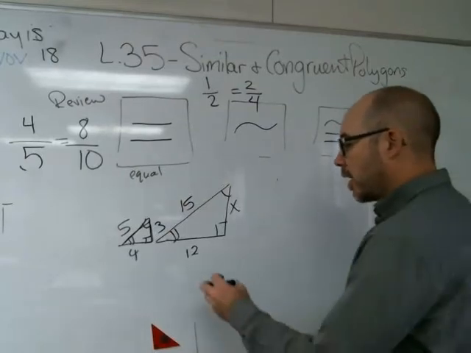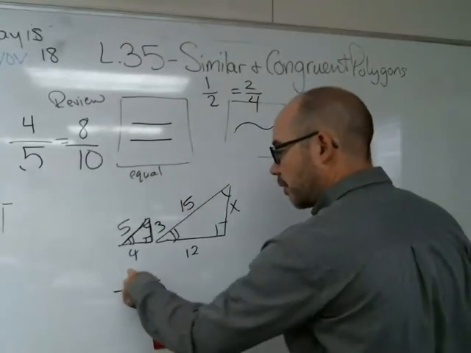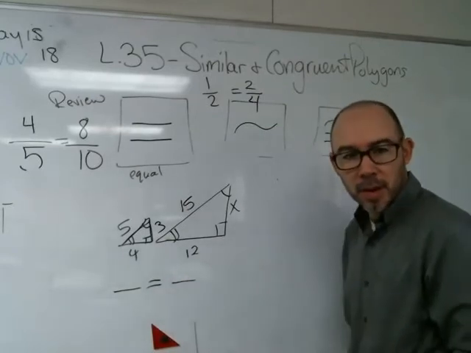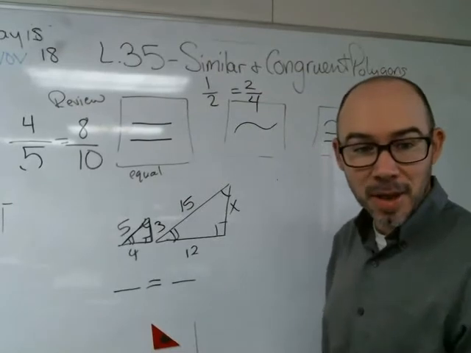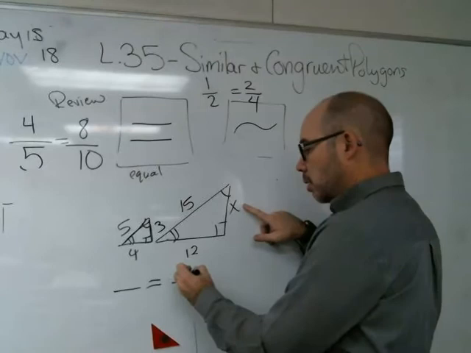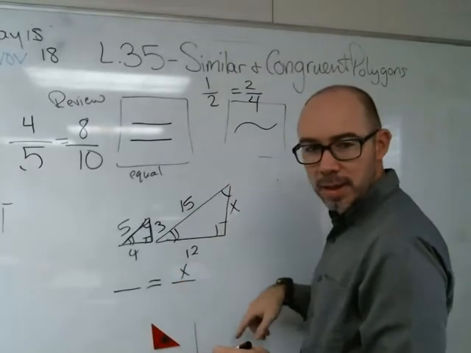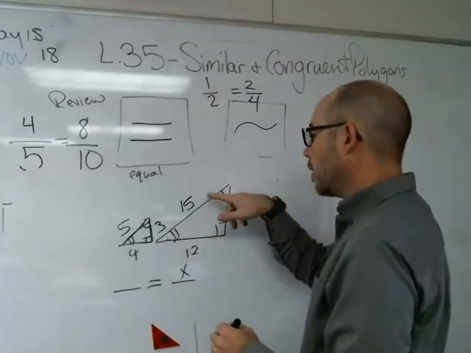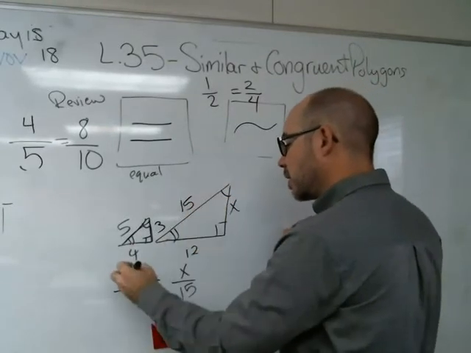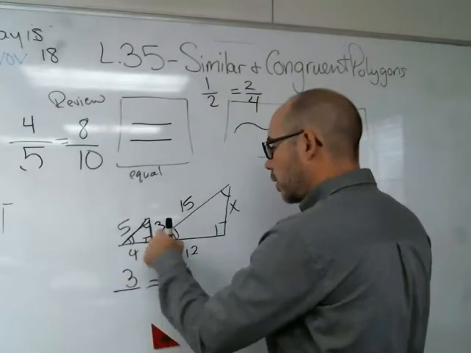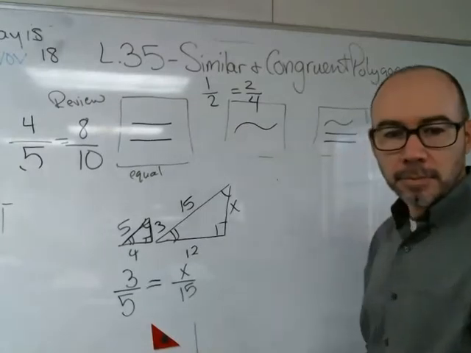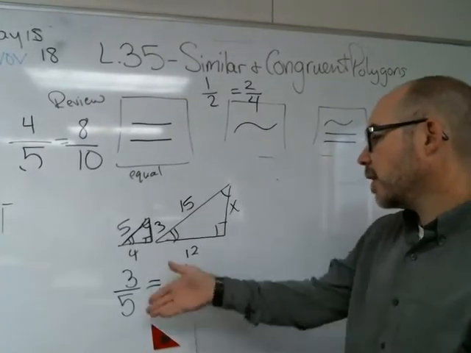I just have to pick two sides from this triangle and two sides from this triangle to compare with each other. We'll be doing exactly the same thing that we were doing yesterday. I want to pick x is to one of these other two sides, and I'm going to pick 15. X is proportional to 15 in the same way that 3 over here is proportional to 5. X is to 15 as 3 is to 5.